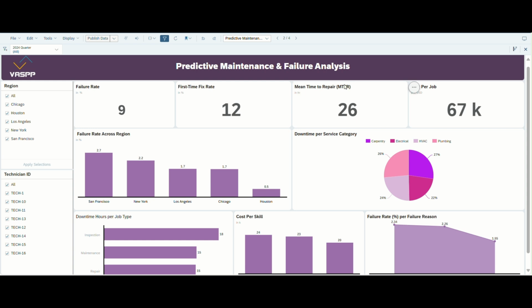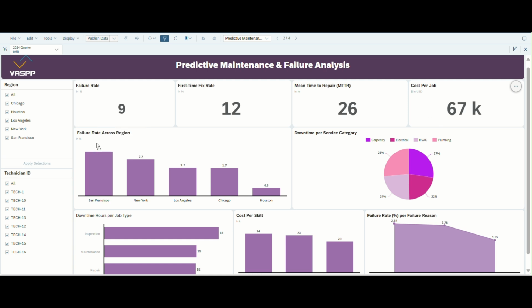Next, we look at the mean time to repair, MTTR, right now averaging 26 hours. This is the elapsed time from job creation to resolution. Whether it's due to part unavailability or technician delays, this number reflects overall service responsiveness. Lastly, we look at cost per job, reported at $67K. This average cost includes technician time, parts, and logistics. It helps operations and finance teams assess service profitability and explore cost reduction opportunities.